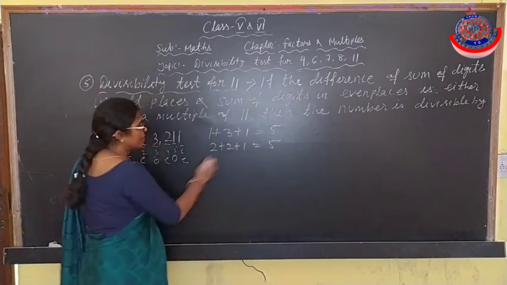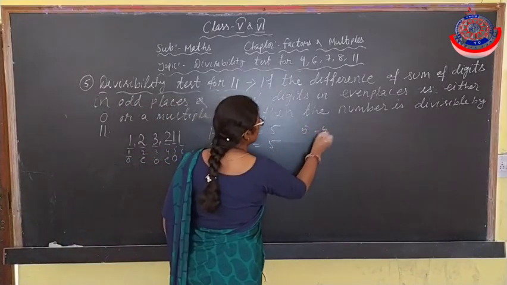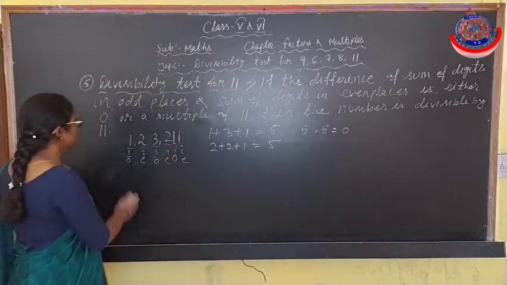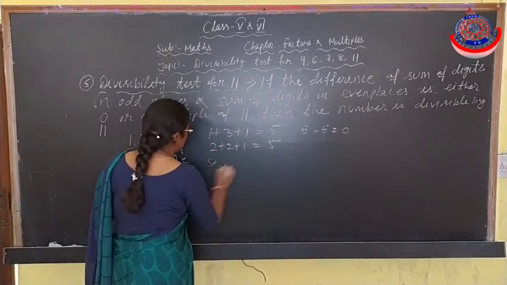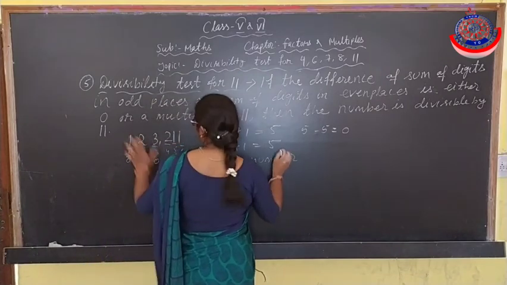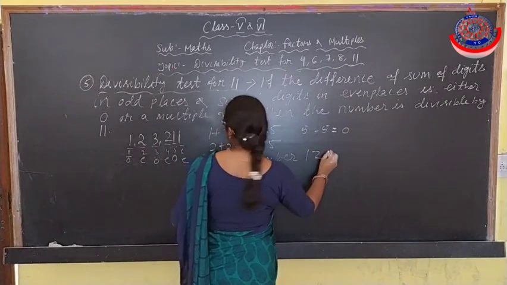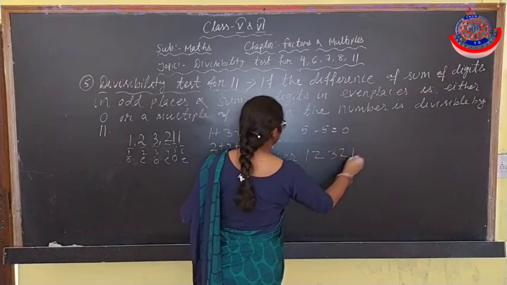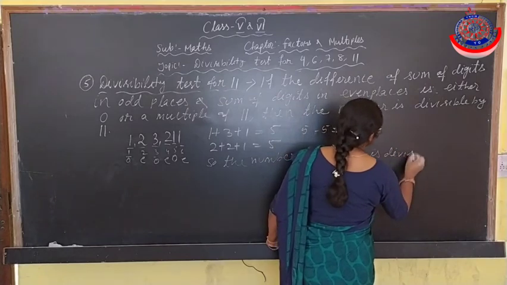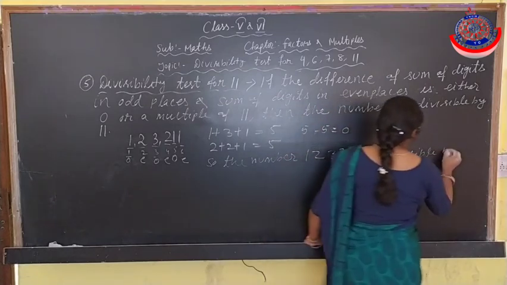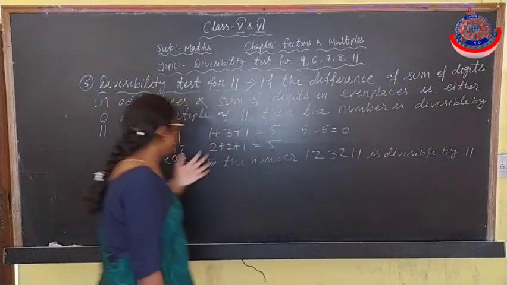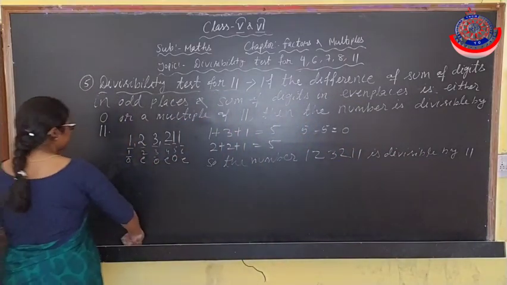That means 5 minus 5 equals 0. So the number 1,23,211 is divisible by 11. Clear? One more example you can take.